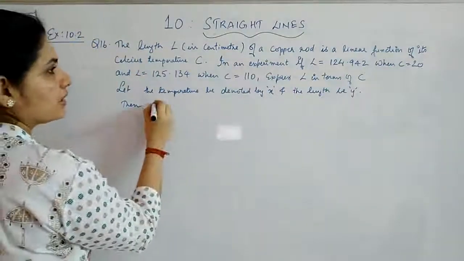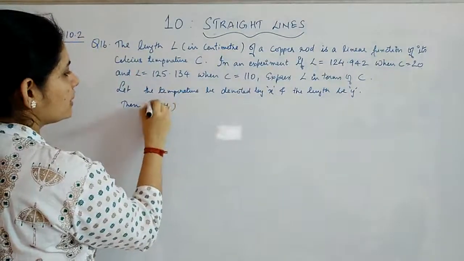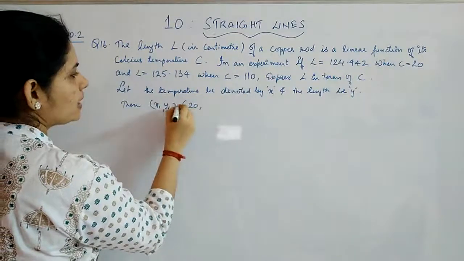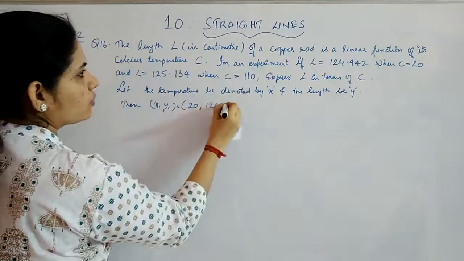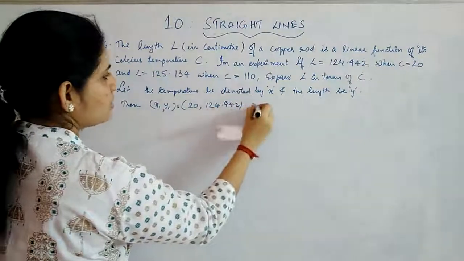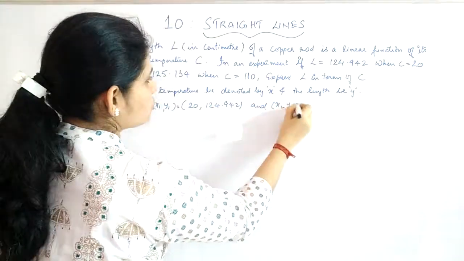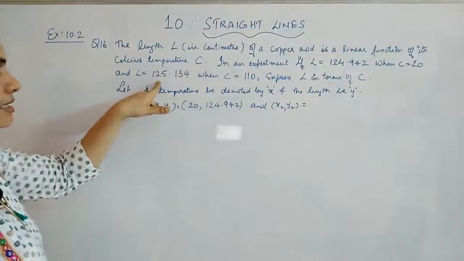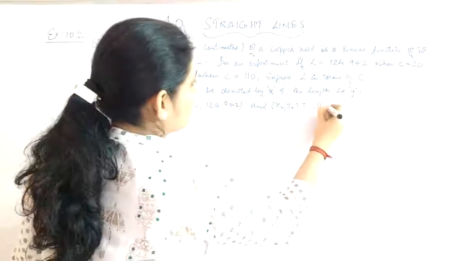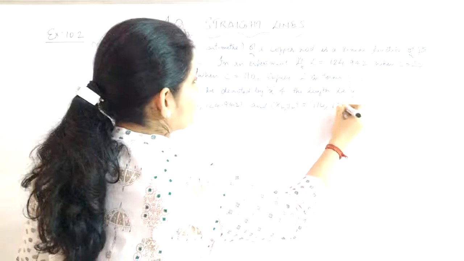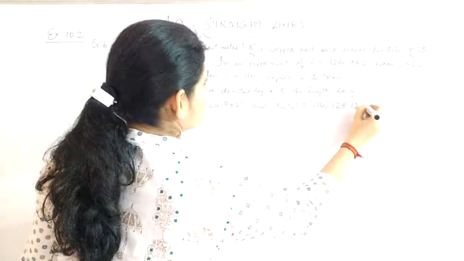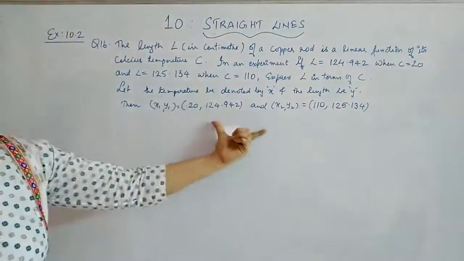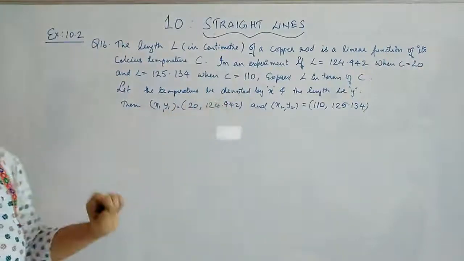So you can write then x1 y1 will be 20, 124.942 and x2 y2 will be, that is when your C is 110, L is this, that means 110, 125.134. So these are the things given, that means x1 y1 and x2 y2 are given.